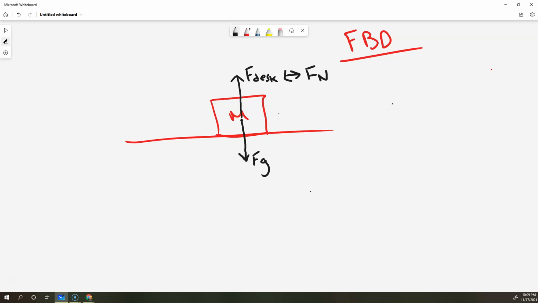Timeout. I got to take a timeout here. Everybody gets this wrong. Normal force doesn't point up. Normal force doesn't point opposite of the force due to gravity. The normal force has absolutely nothing to do with the direction up, and it has nothing to do with the force due to gravity. In fact, what normal means is perpendicular.